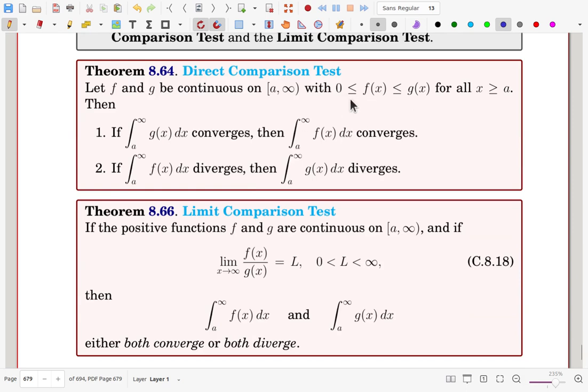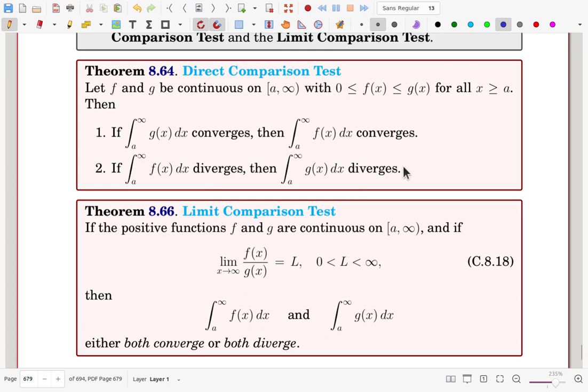Let's see here. f and g are both non-negative and g is larger than or equal to f. If the integral of the larger one converges, then the smaller one should converge, because convergence means the integral is bounded, so the smaller one should have a bounded value. The second part: once the smaller one diverges, then the larger one should automatically diverge.